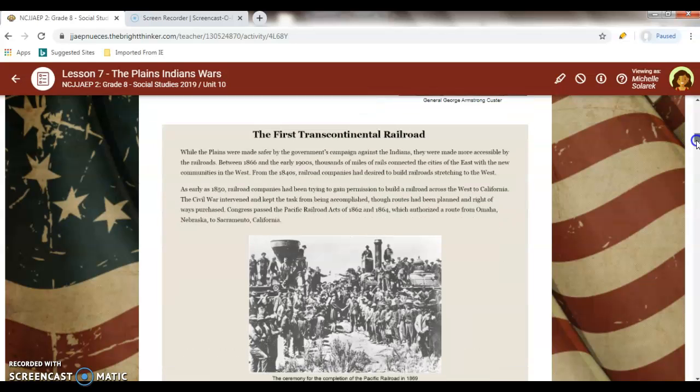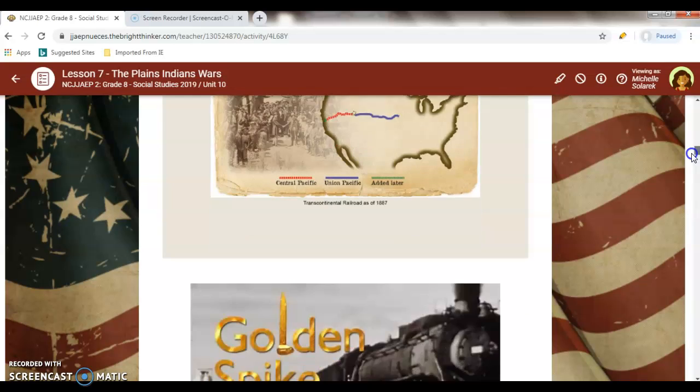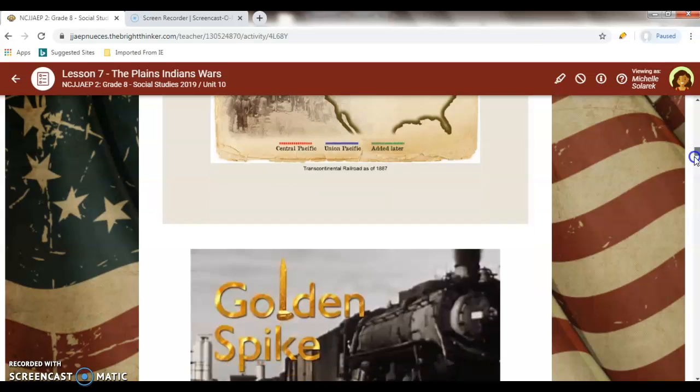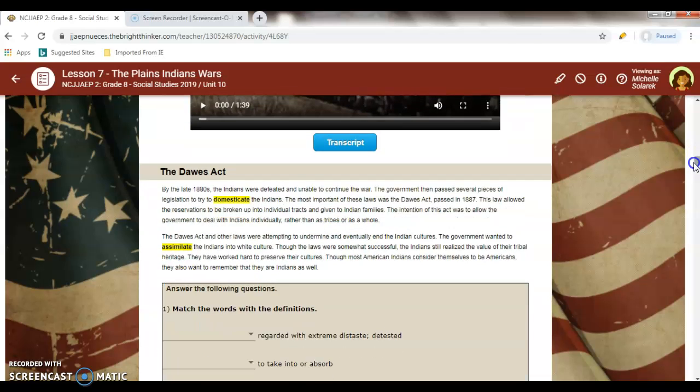Moving on, it talks about a lot of the transcontinental railroads of 1887. Then now we go into the Dawes Act, which by the late 1880s, the Indians were defeated and unable to continue the war. The government then passed several pieces of legislation to try and domesticate the Indians. The most important of these laws was the Dawes Act, passed in 1887. This allowed the reservations to be broken up into individual tracts and given to Indian families.